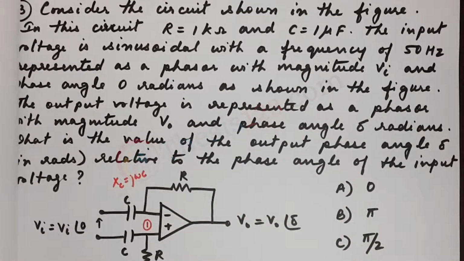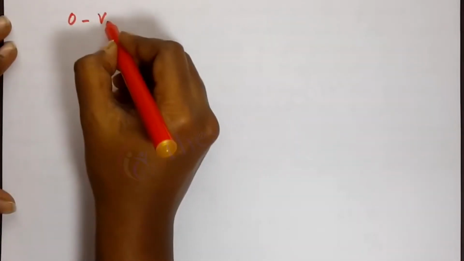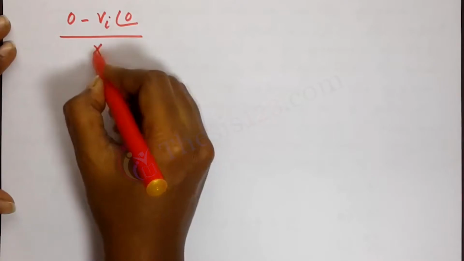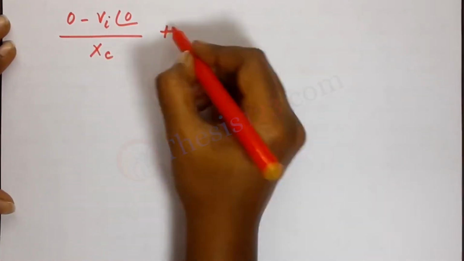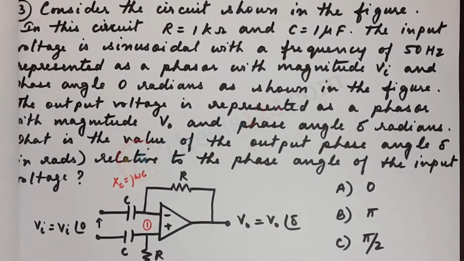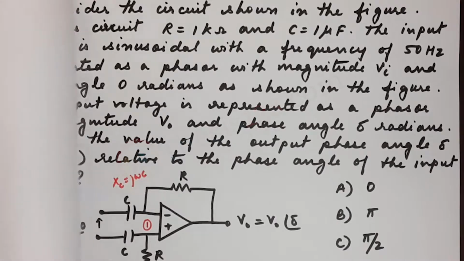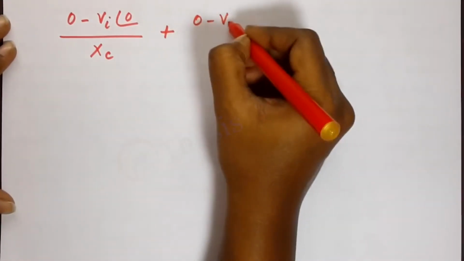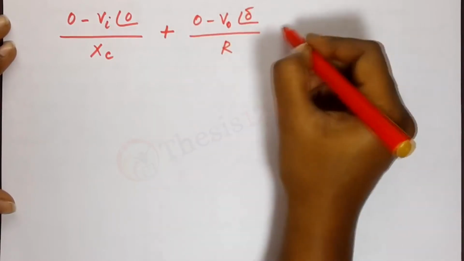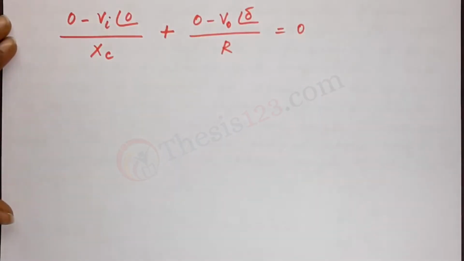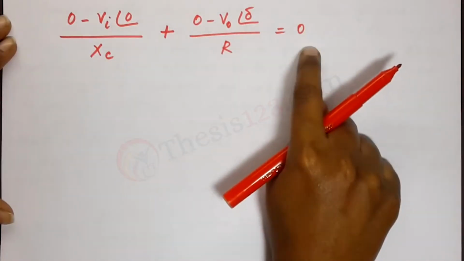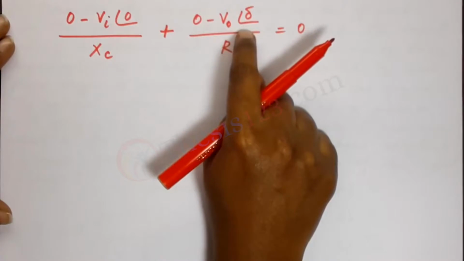we will have, so first it's 0 minus Vi angle 0 divided by Xc. So that's the first part, 0 minus Vi angle 0 divided by Xc plus, next we have in terms of the output voltage, 0 minus V0 of angle delta divided by R. Now the sum of the two currents equals 0. Okay, so now we need what's the value of delta.